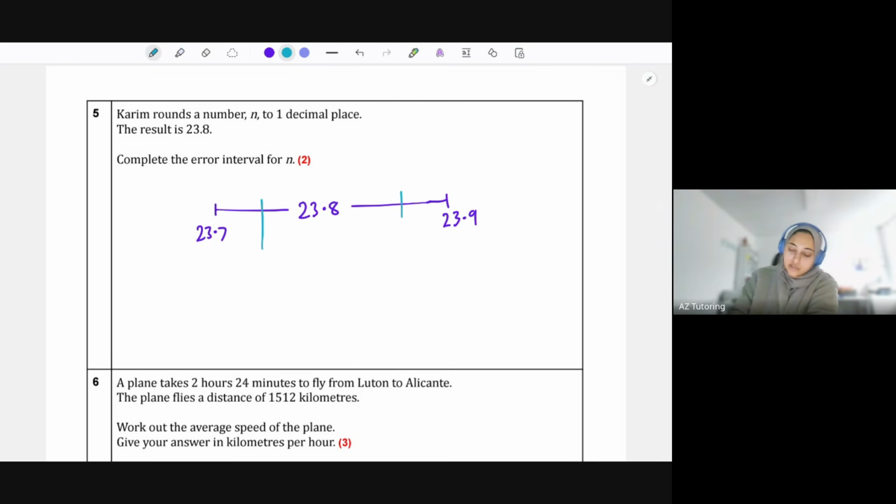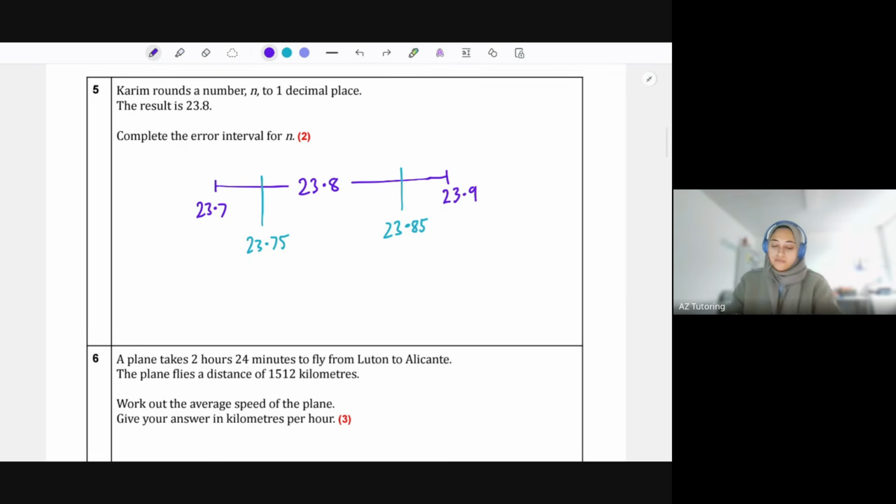Now our error interval is what's in between these numbers. So in between 23.7 and 23.8 is 23.75. Likewise, what number is in between 23.8 and 23.9? That's 23.85. Now, if you can't spot that, you can add these two numbers and then divide by 2 to find the middle if you can't spot it. And you can use that as well to double check. That's not how you write error interval though.